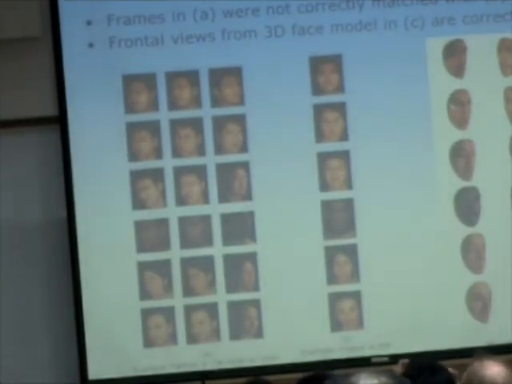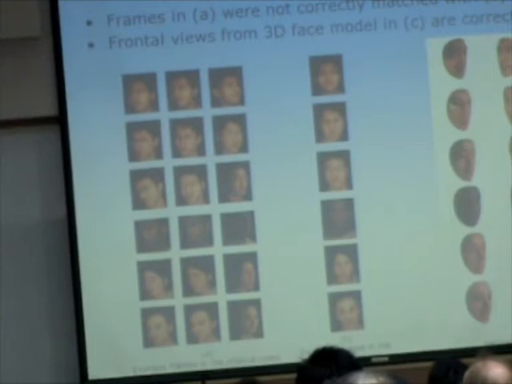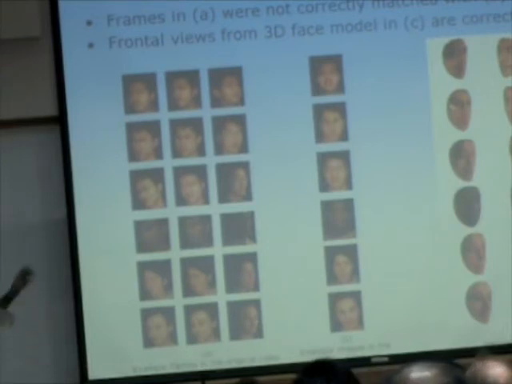So here are some example frames in column A. They were not correctly matched with the gallery in B, but after we do the modeling and generate the frontal view from the video sequence, then all these 1, 2, 3, 4, 5, 6 subjects in the probe were correctly matched to the images in the gallery. So the gallery contains just one frontal viewpoint of the person, and then the probe contains multiple non-frontal views of the same person, and you build a 3D model, generate a frontal viewpoint from that, and then do the matching.